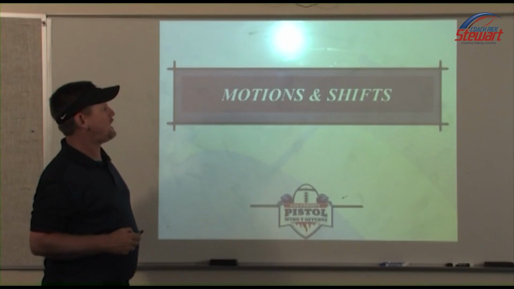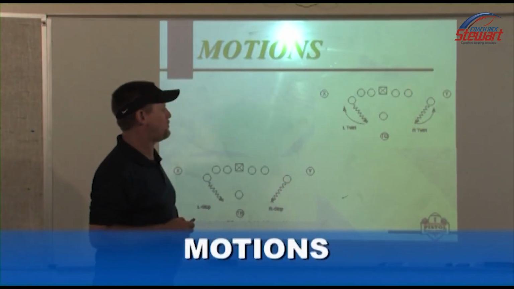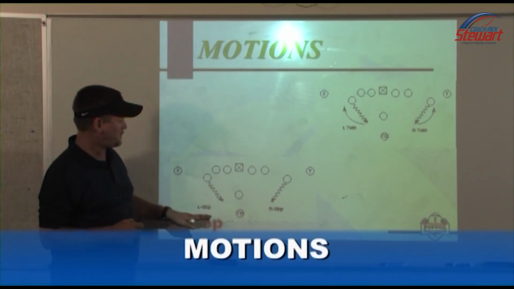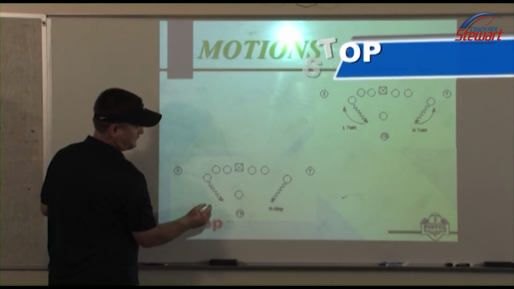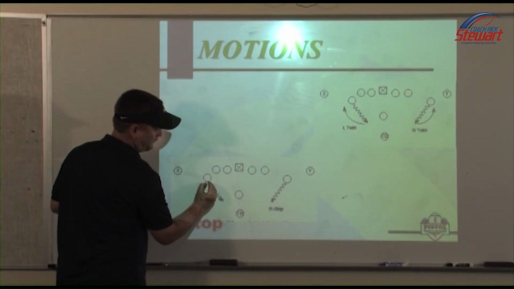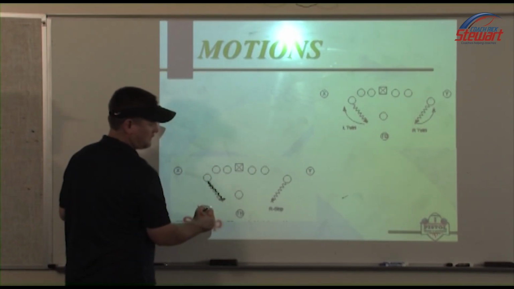Okay, the other thing I think you've got to do in the wing T is you've got to do some motions and shifts so they can't just key on. Don't be real predictable. So we have what's called L stop motion. Now what happens is, or L or R stop. This is on set. So he goes in full speed, ready, and then he stops, set.